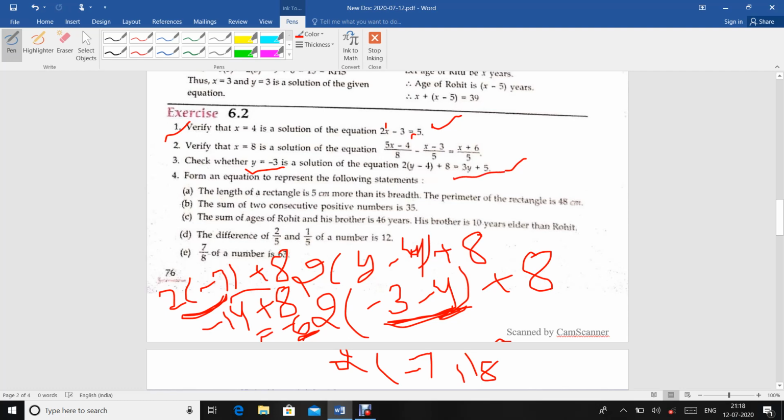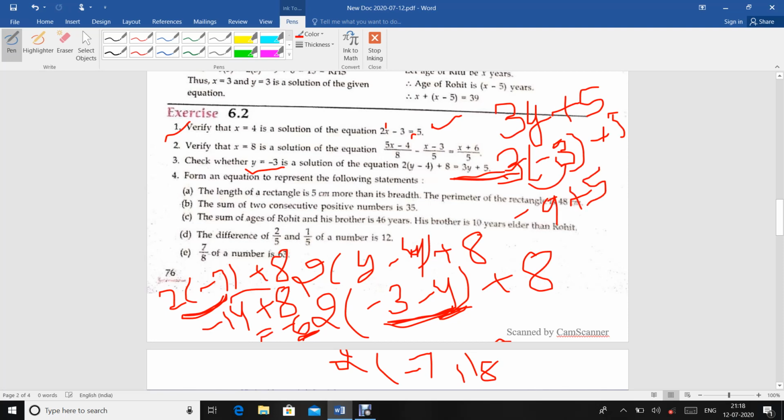Now you need to solve the right hand side of the equation, that is 3y plus 5. Put 3 at the place of y, you need to put minus 3 plus 5. 3 3s are 9, so here is minus 9 plus 5, that is equal to minus 4.